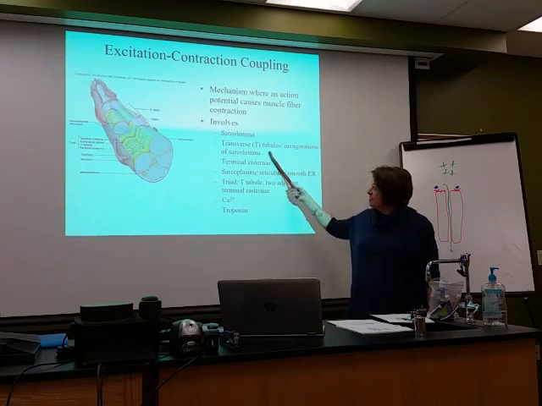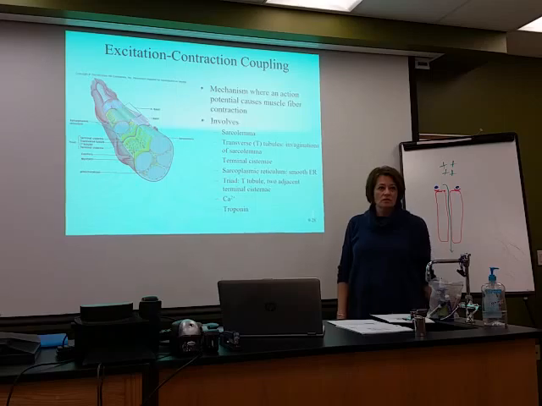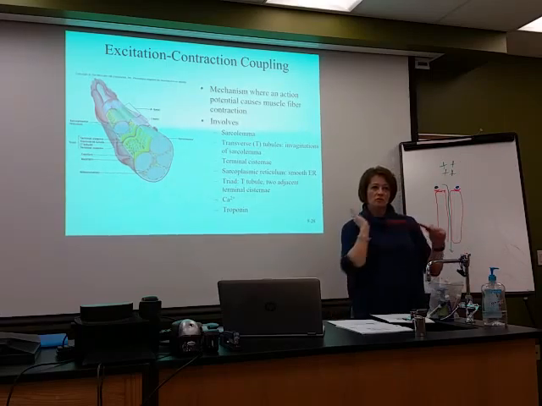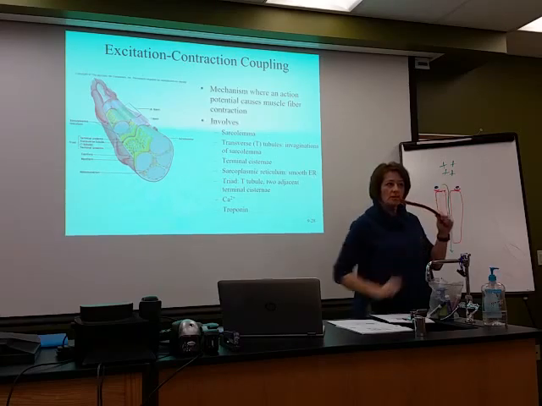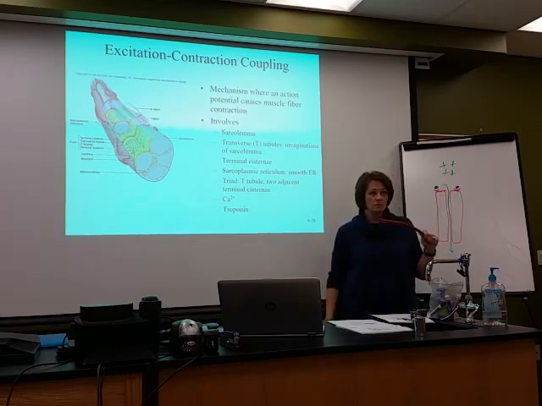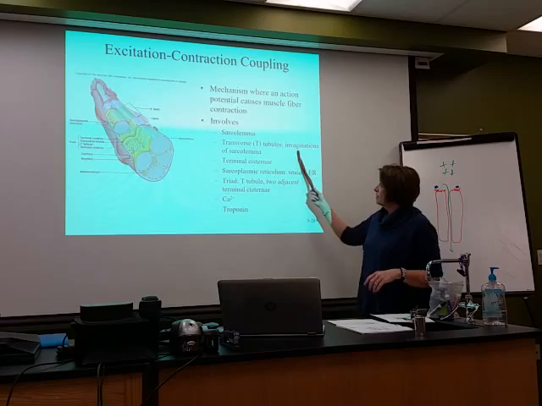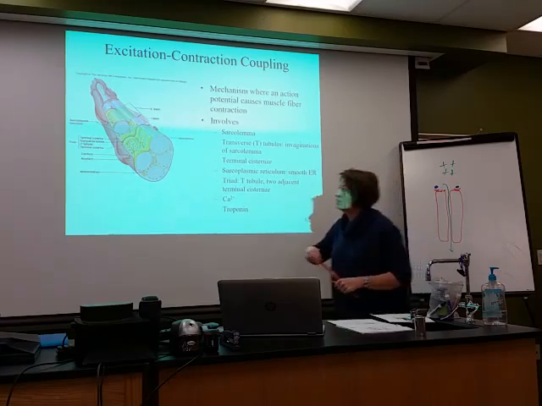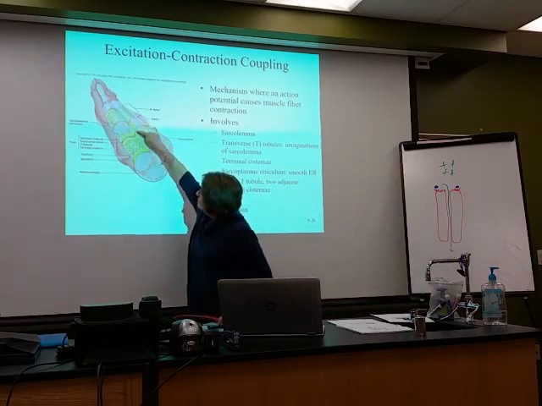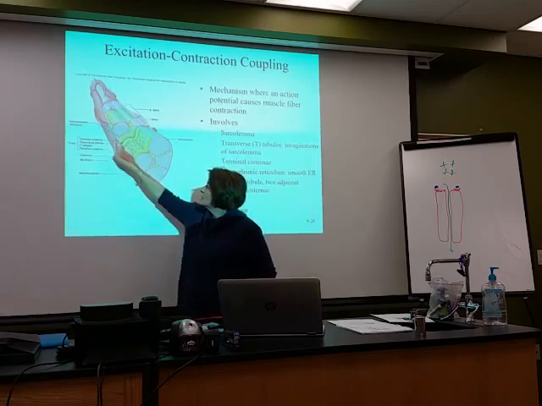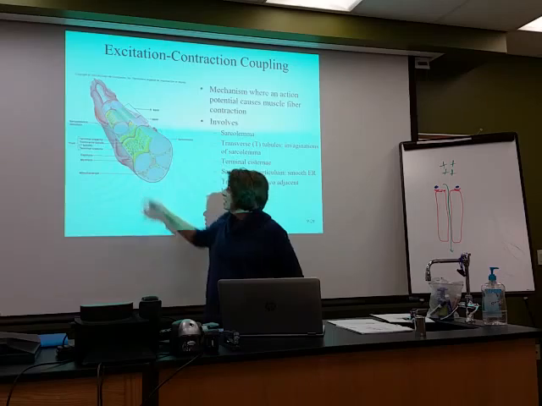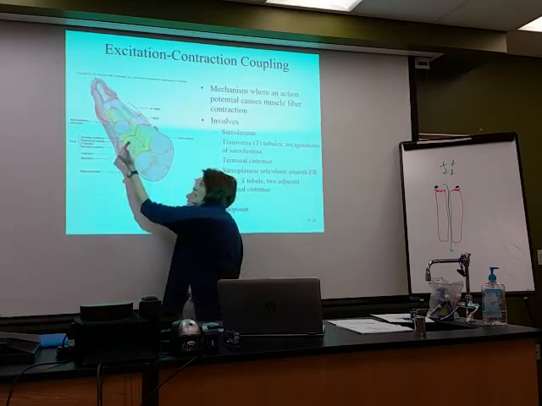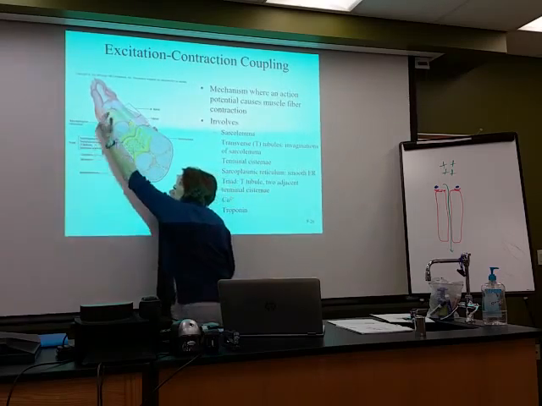We're going to have these things called T-tubules, transverse, running through the muscle fiber. They're little invaginations of this sarcolemma, this membrane. And note how it looks like they just make a cut straight through.